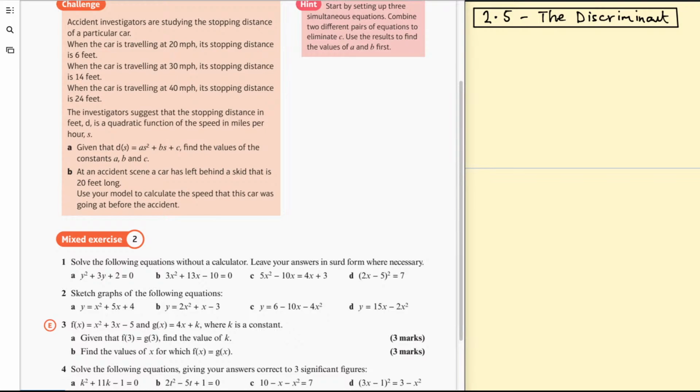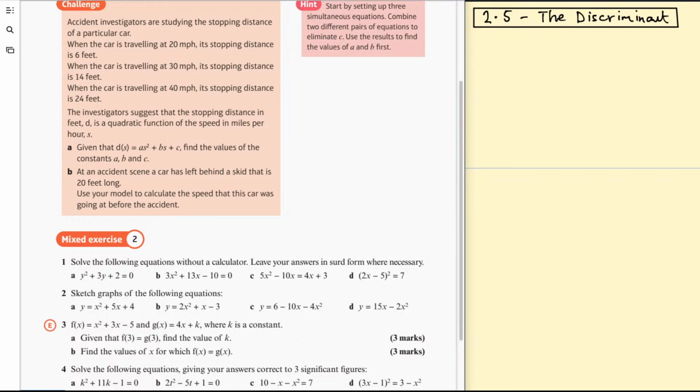Okay, a couple of new topics today. We're going to be talking about the discriminant and modeling with quadratics. These are two topics we don't really go into detail in GCSEs.